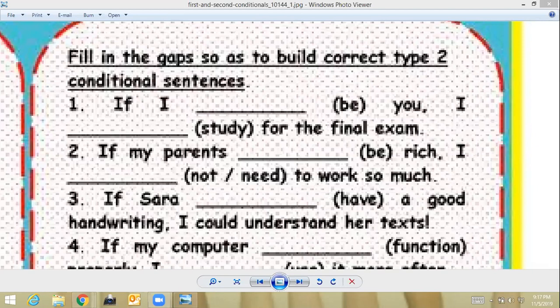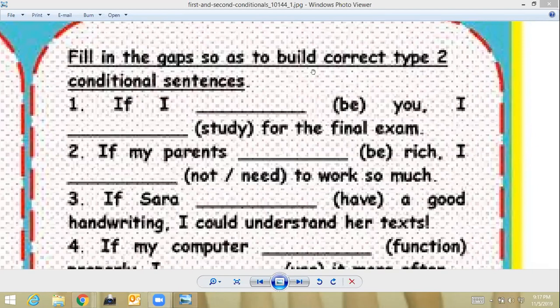Okay, anyways. So if the information is negative, you use didn't. The form of the verb is base form. Are we okay here? Yes. All right. Now, I need your attention.